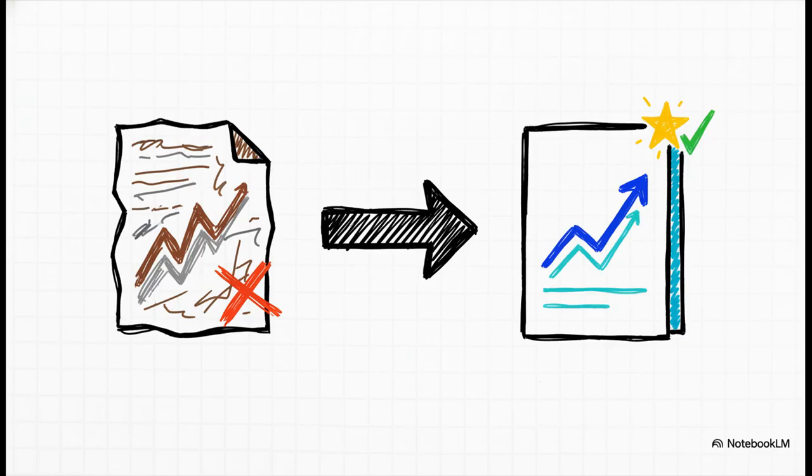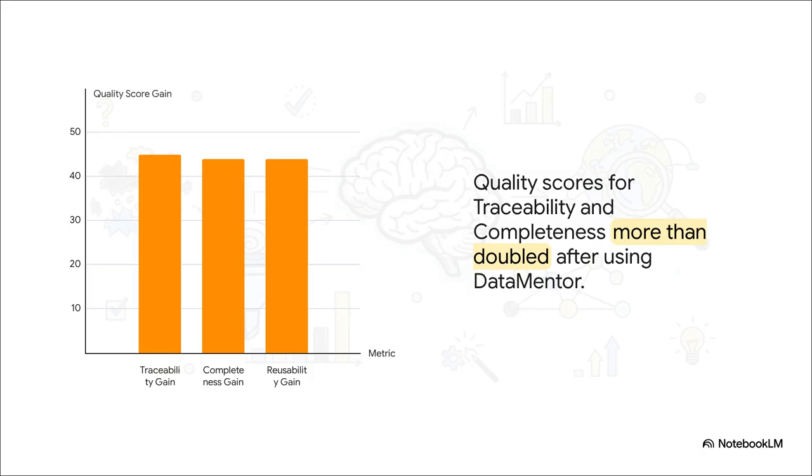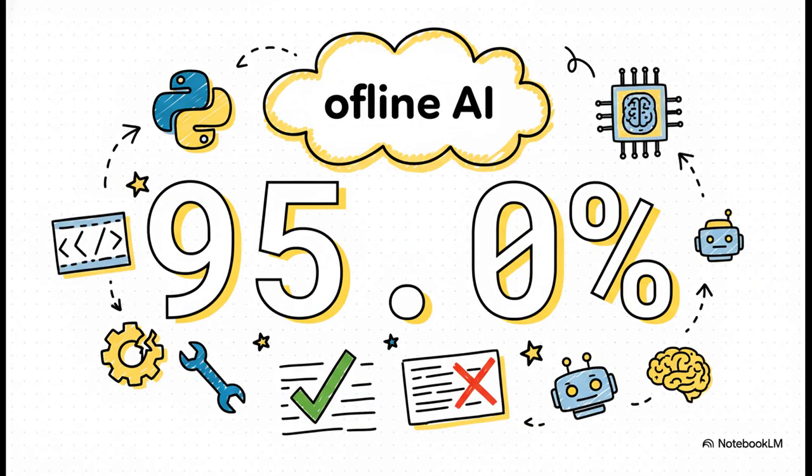But here's the thing. DataMentor isn't just about saving you time. The quality of the final output, so the data itself, the analysis, the whole notebook, is also just way better. We're talking about huge improvements here. Key quality scores for things like traceability, being able to actually trace your results back to the source, and completeness, more than doubled. This isn't just a tiny improvement, it's a massive leap forward in producing analysis you can actually trust. And that offline AI we were talking about, how good is it really? Well, it had a 95% success rate at automatically fixing Python code errors. So this is not some cool gimmick. It's a seriously robust and reliable engine that actually solves your problems.